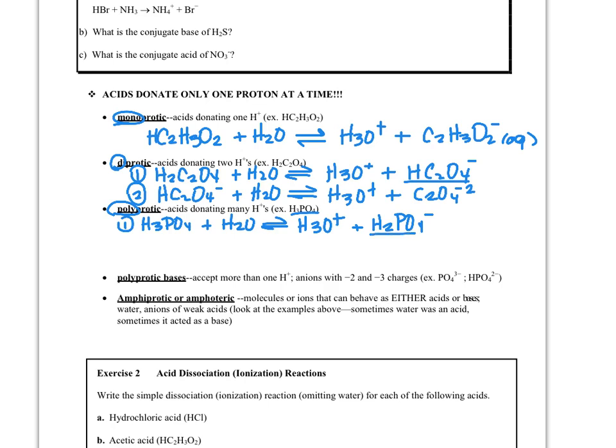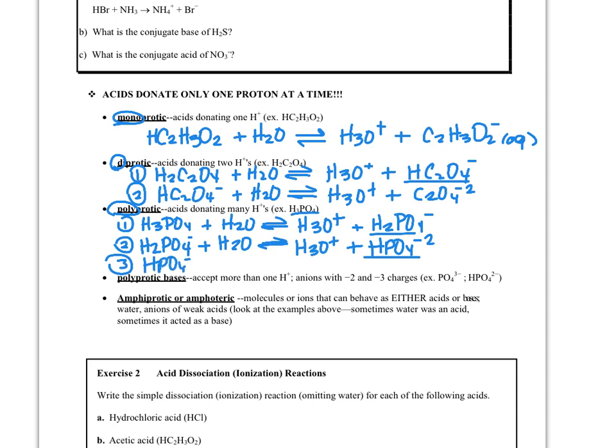This could then, again, less likely, but could still lose another hydrogen. So H2PO4 minus can be attacked by another water. And when that happens, again, we end up with H3O plus. And now one of those hydrogens went to the water. So now we end up with HPO4 minus 2. Notice, minus 1, we lost another hydrogen, we went to minus 2. Still have hydrogens that could be lost. So there could be a third step here.